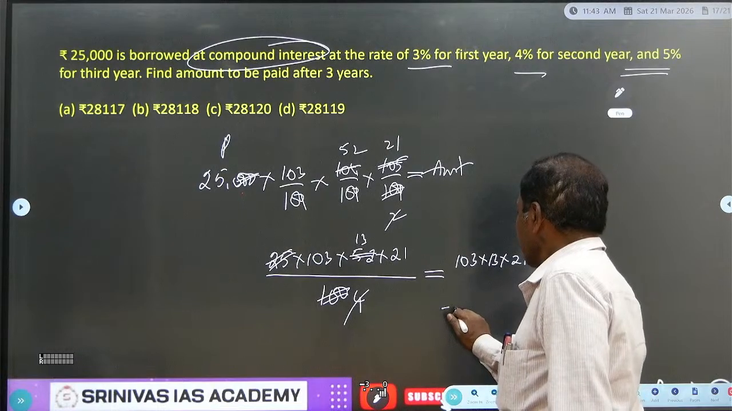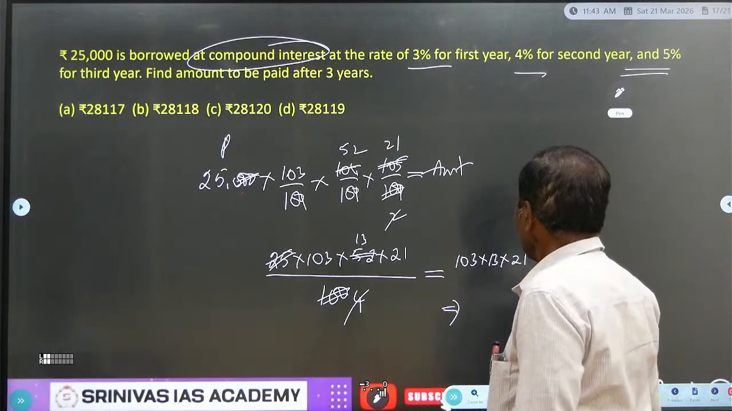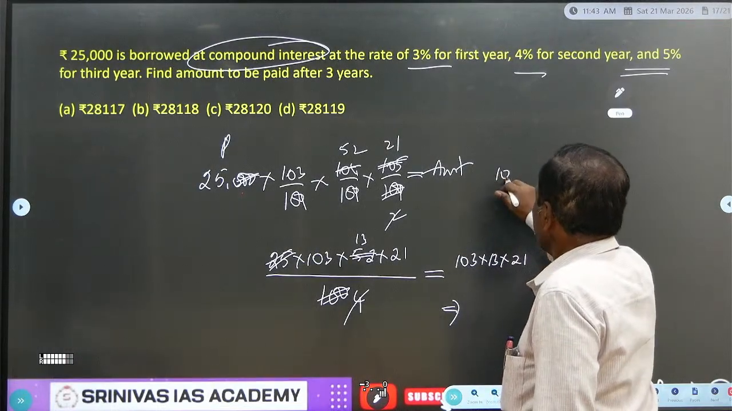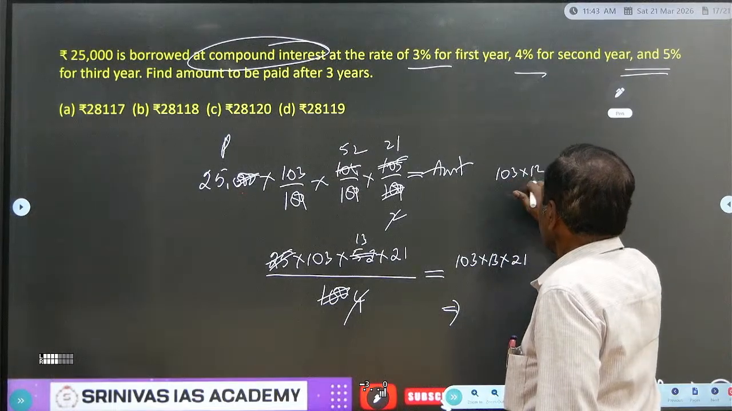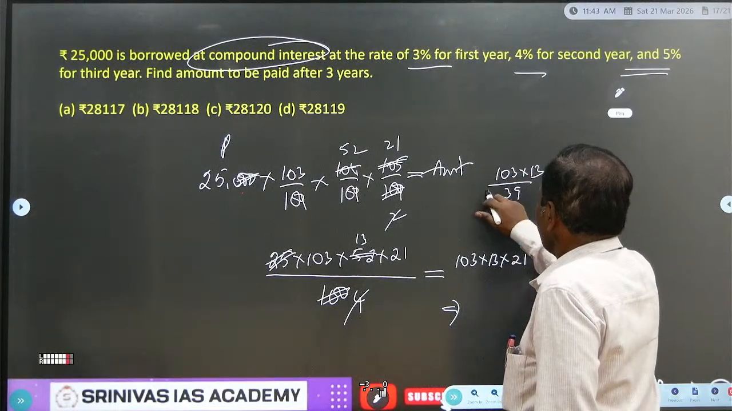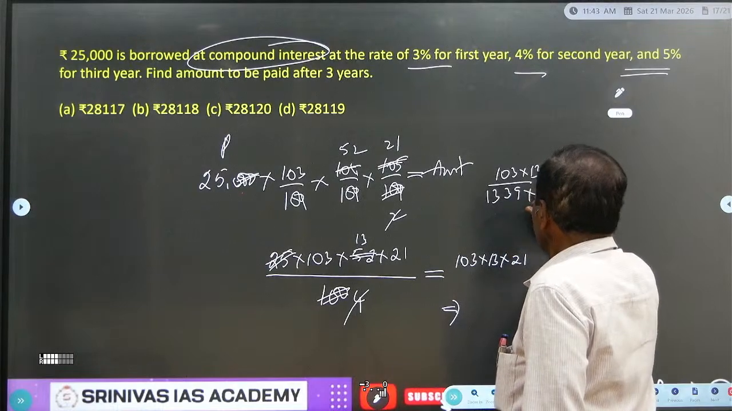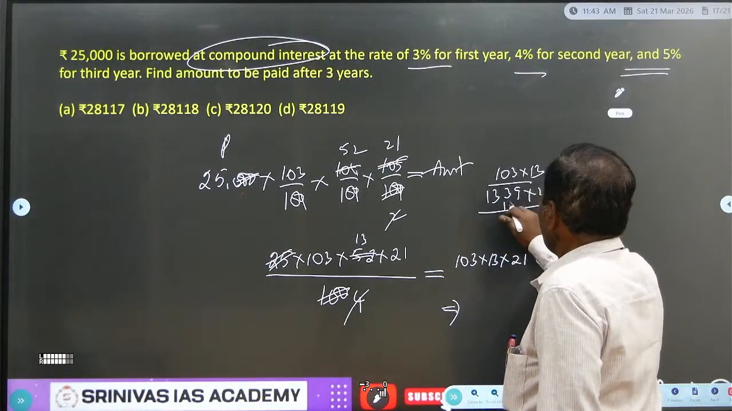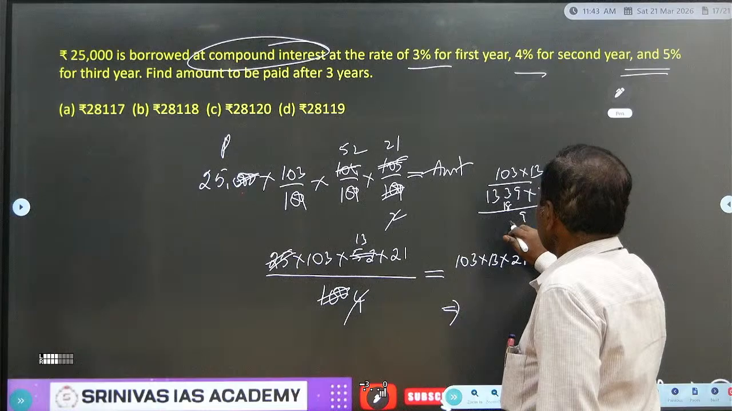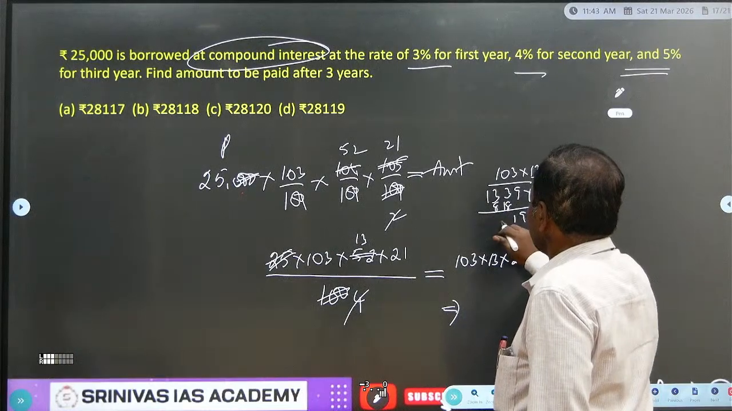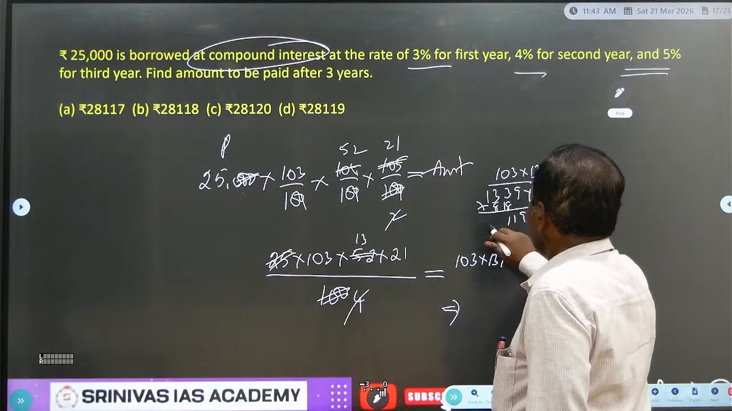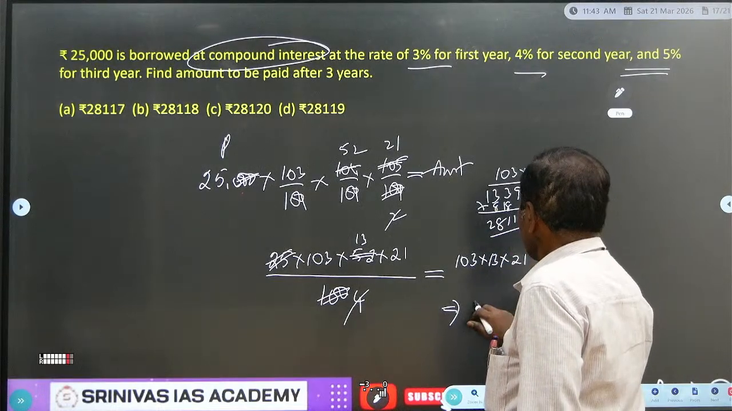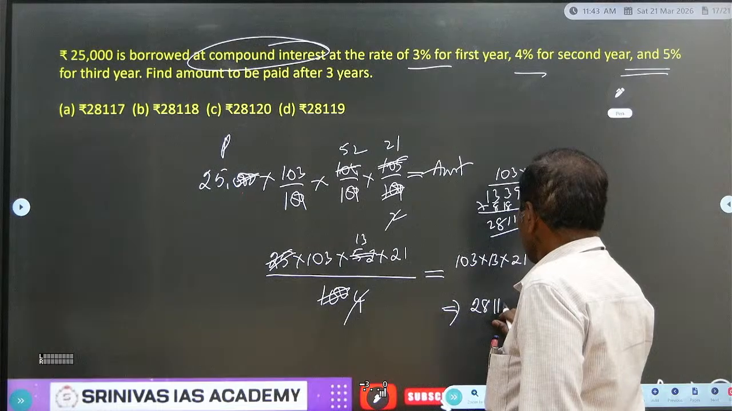So how much will it be now? 103 into 13, 13 was a 13, again into 21. 189, 63, 71, 81, 63, 71, 21. 28,099. This is the amount.